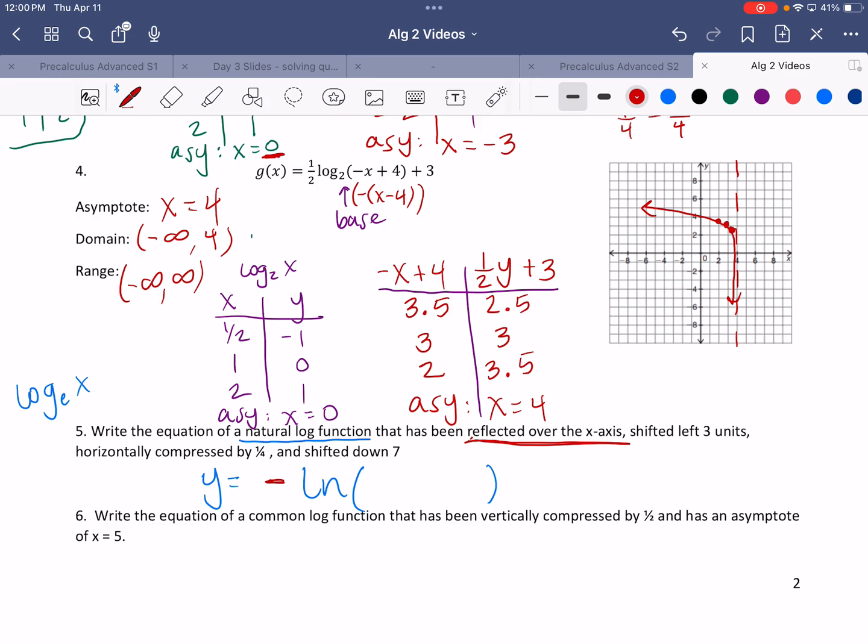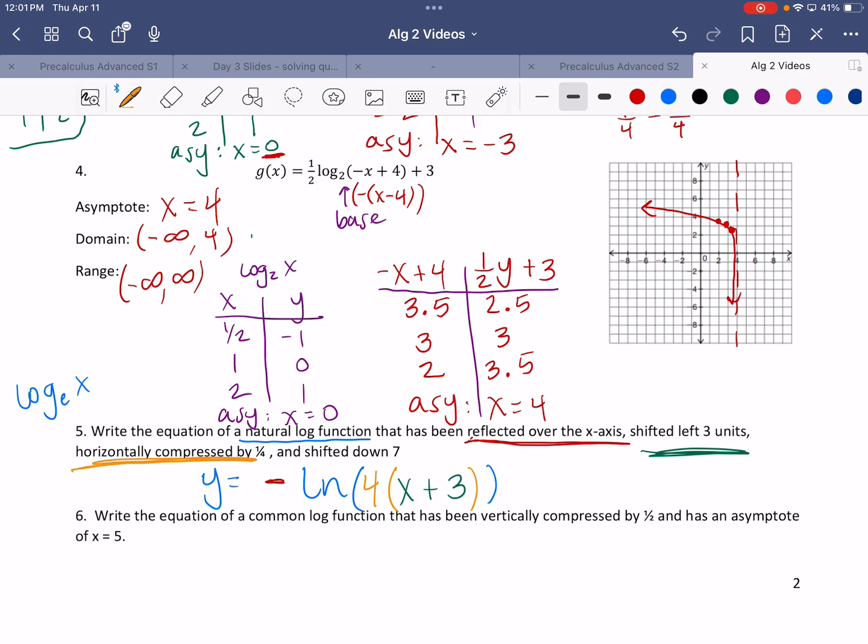Shifted left 3 units. So we're going to see an x plus 3. Horizontally compressed by 1/4. 4x plus 3. Wait. It does need to go with the x plus 3, and it does need to be a 4, but y'all, we have to separate it. So I need to see the 4 separate from x plus 3 so that it's clearly a horizontal compression and a shift left, or you could distribute it and say 4x plus 12. That'd be fine. And down 7.